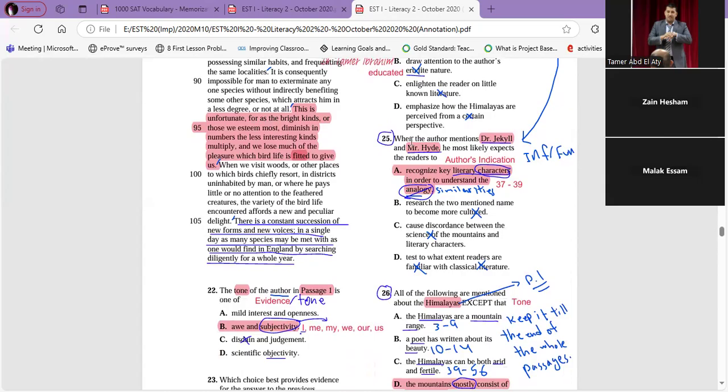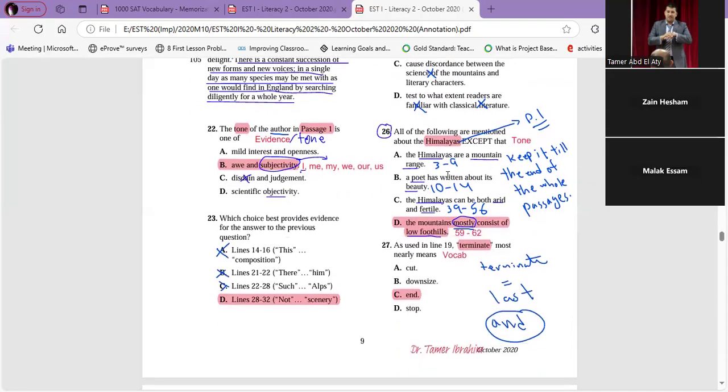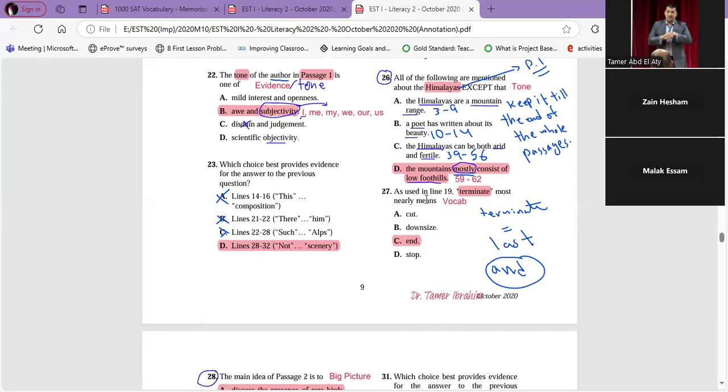25. Again, it's inference and function without mentioning the line. He said when the author mentioned Dr. Jekyll and Mr. Hyde, he most likely expects the reader to wait. I didn't read that part. I don't remember reading something about Dr. Jekyll or Mr. Hyde. So keep it till the end. 26. All of the following are mentioned about the Himalaya, except that, again, don't question. I didn't read the whole thing, so just keep it. 27.